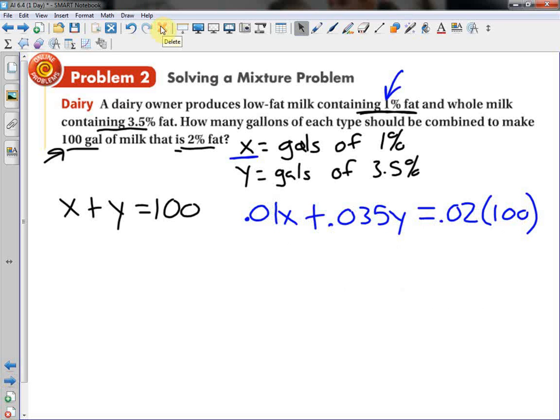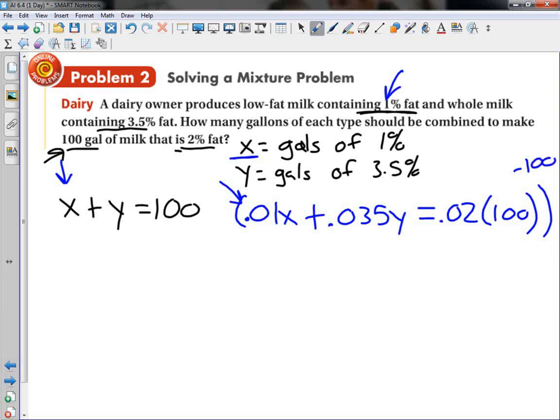Okay. Now we have all of this. We need to decide how we want to solve it. Well, I think I want to solve it through elimination. And what I noticed is if I take this blue equation on the right and multiply it by a negative 100, that will give me a negative 1x, thus eliminating with this x. So let's do that. I'm going to take this whole side and multiply by negative 100.